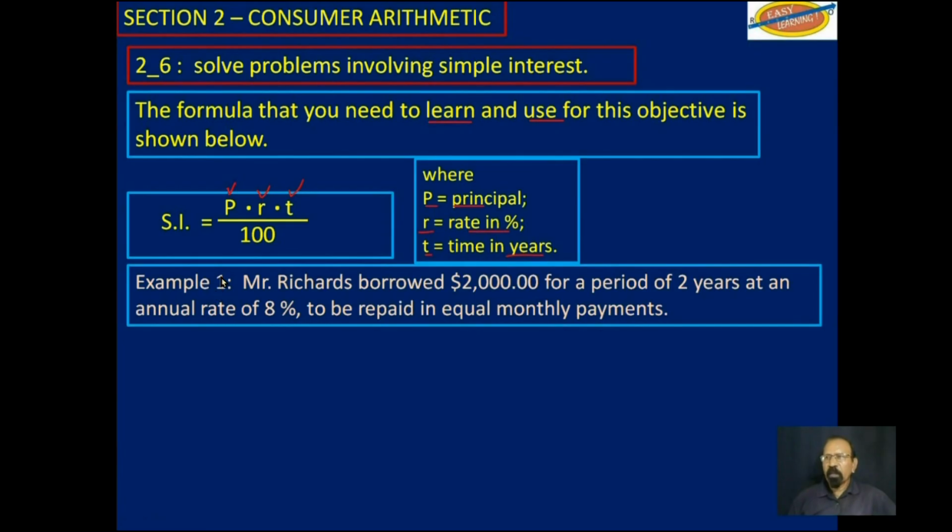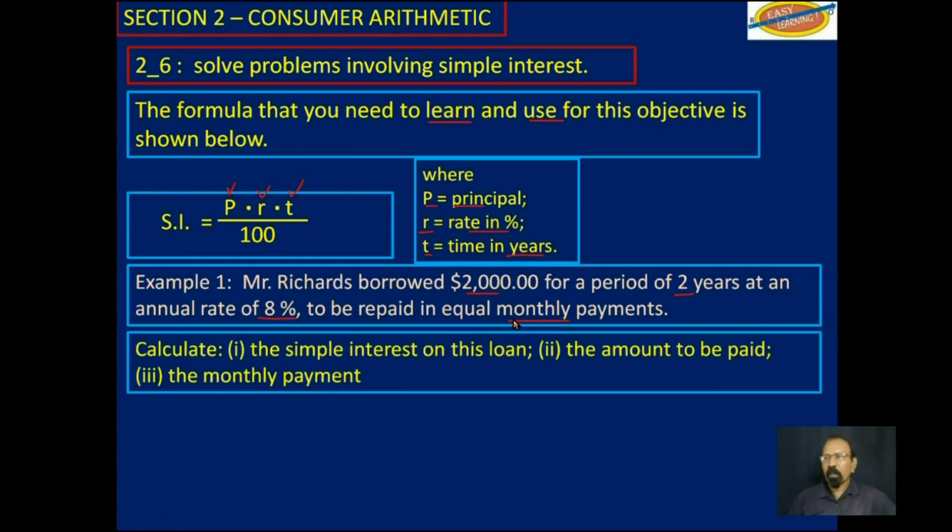Example 1. Mr. Richards borrowed $2,000 for a period of 2 years at an annual rate of 8% to be repaid in equal monthly payments. You are to calculate the simple interest on this loan, the amount to be paid, and the monthly payment.